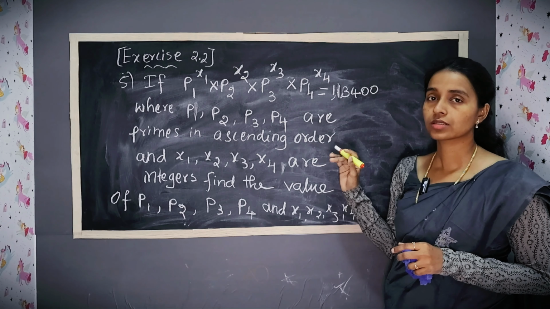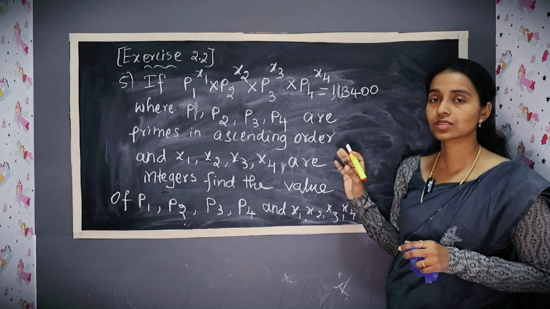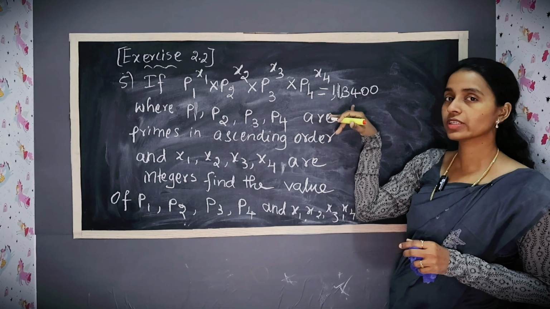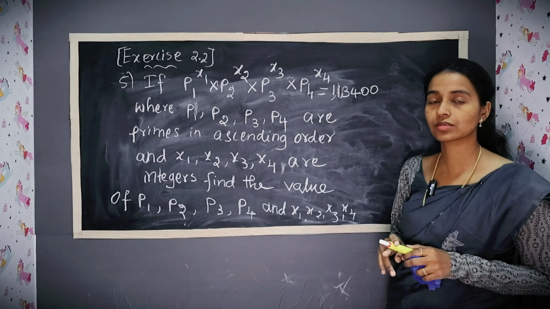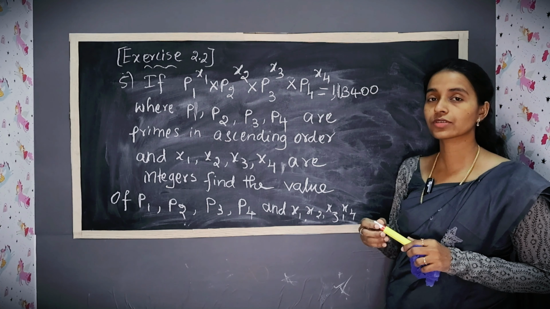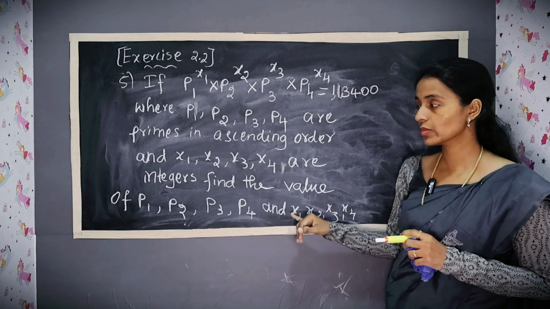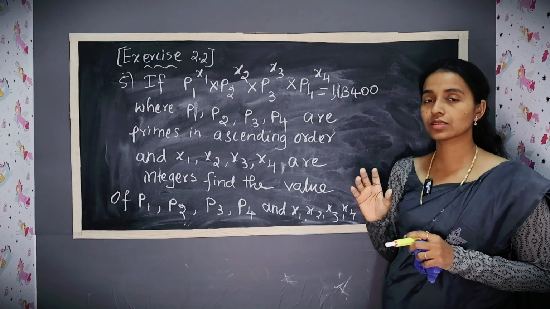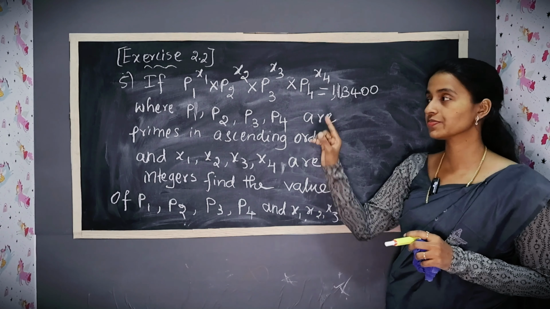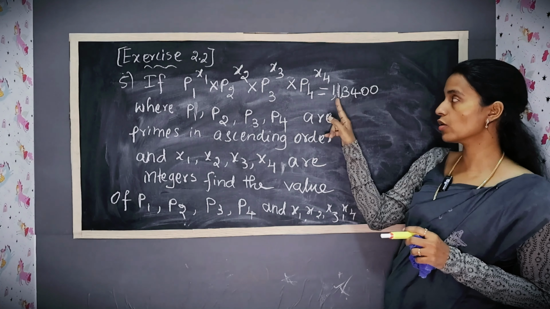This is the question. This question seems complicated, but the concept is we have to break this big number into smallest factors. After finding the factors, we will be able to find out all these values. The main thing is we are going to find out the factors using L method.